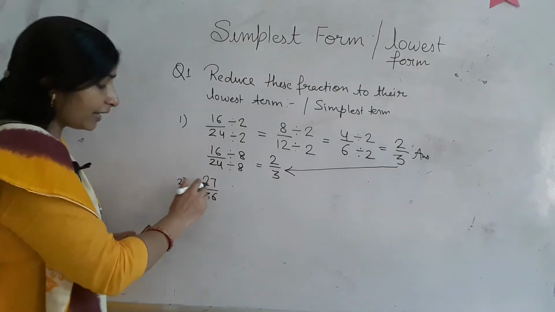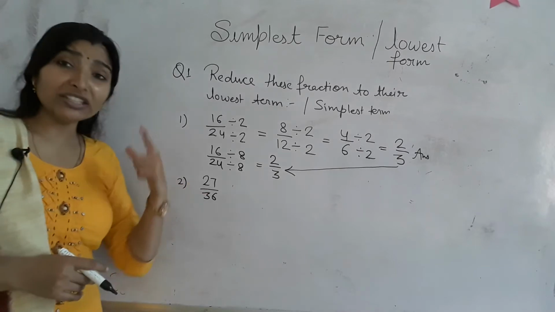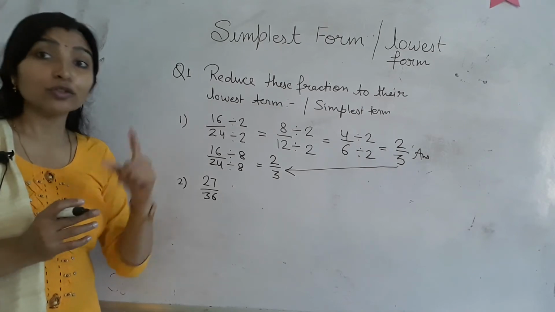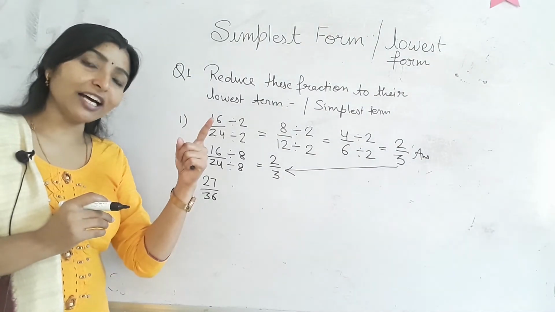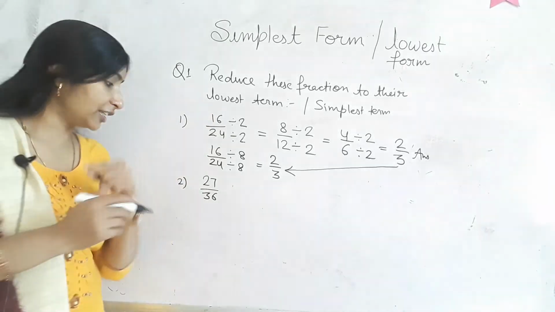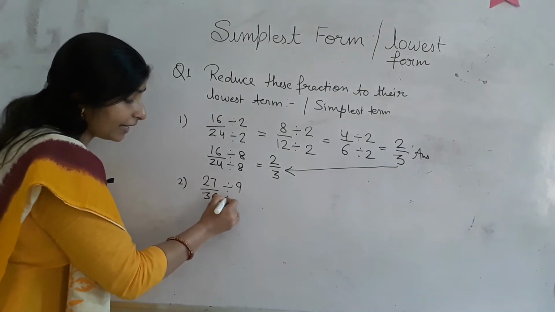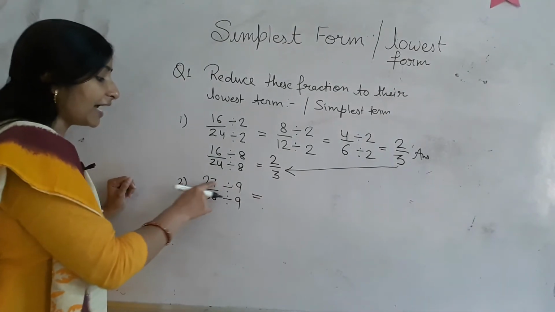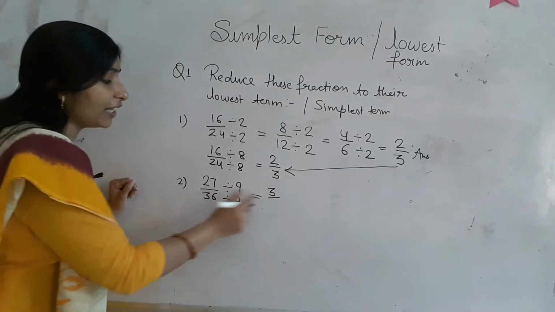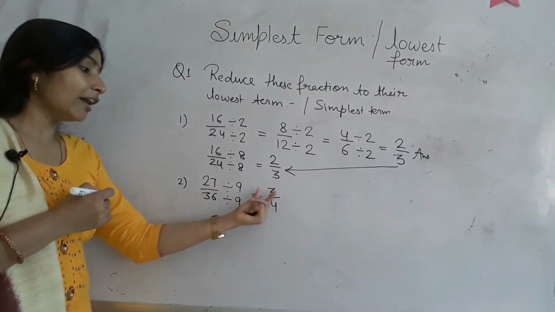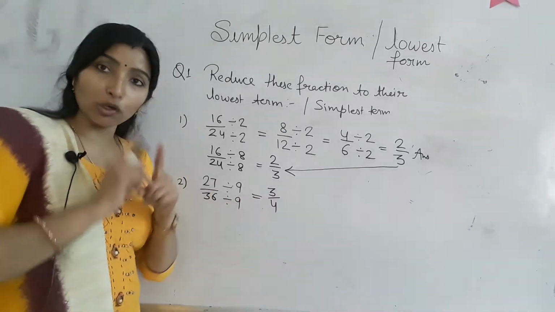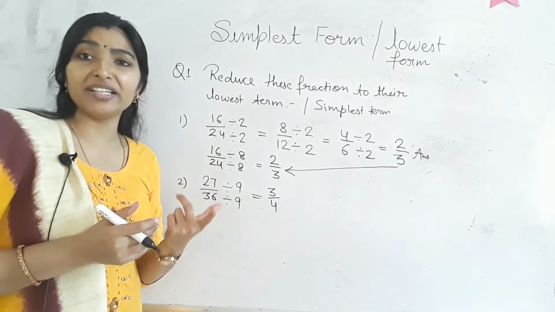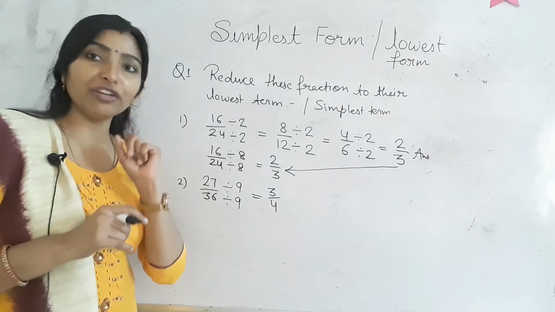Okay, now here is 27 and 36. Now you will check in which table both 27 and 36 will come. So in 9 table, 9 3s are 27 and 9 4s are 36. So you will divide the numerator and denominator both by the same number. Okay, so 9 3s are 27 and 9 4s are 36. Now this is there. Now 3 by 4, is it lowest term, or can we divide it further? 3 and 4 both will not come in any table. In 2 table 4 will come but 3 will not come.